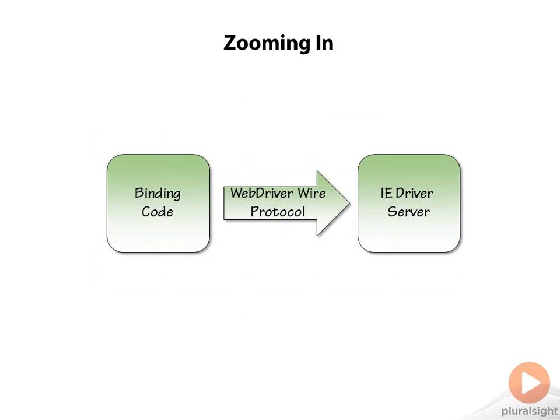Let's zoom in a little bit more on how exactly that works. And we're going to look at a real example of this and see some of this code here. But the basic idea is that you've got your binding code. You're going to write your test, let's say using C# against that Selenium API. And that binding code is going to issue commands across what's called the WebDriver Wire Protocol, which is basically a REST-based web service that is able to interpret those commands.